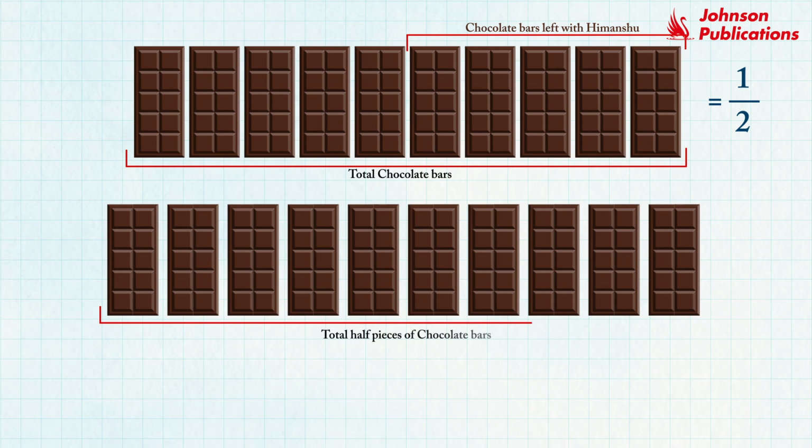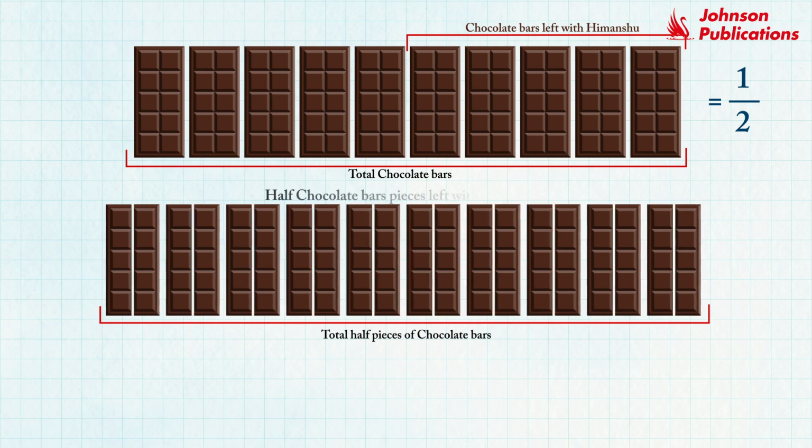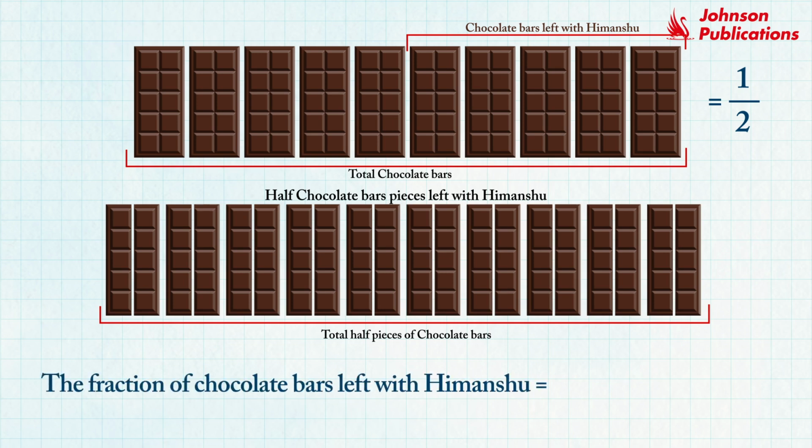Case 2. This time he breaks each chocolate bar into 2 equal halves and distributes 2 half chocolate bars to each of his 5 friends. Now he is left with 10 half pieces of chocolate bars. The fraction of chocolate bars left with Himanshu equals 10/20.